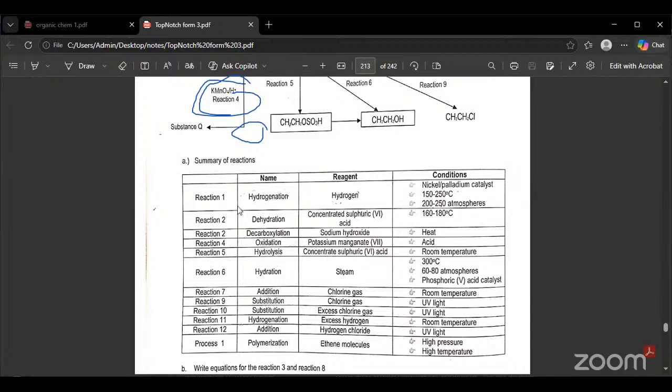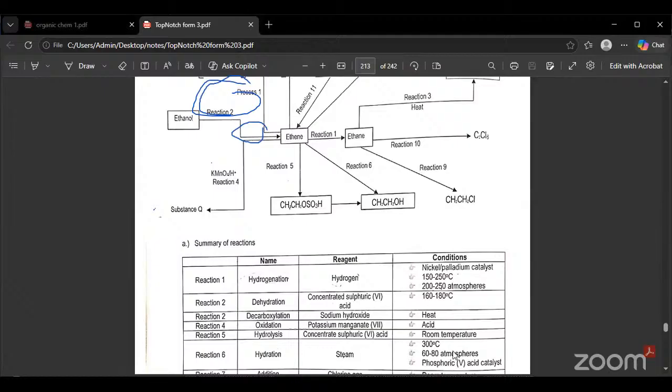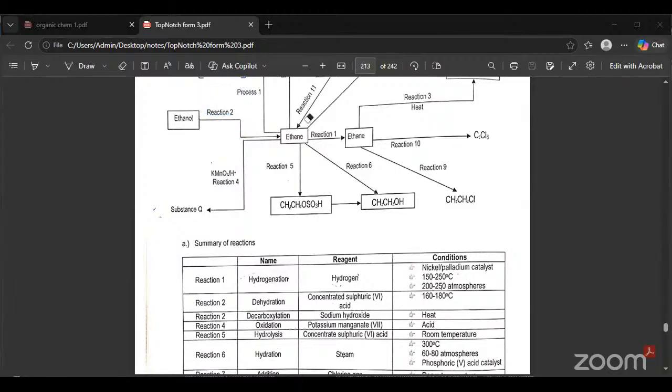Let us go even to 7. Of course, it is high pressure and temperature for polymers, normally used to make polythene, polyethene. So I was saying we go to which one? So are you understanding now?